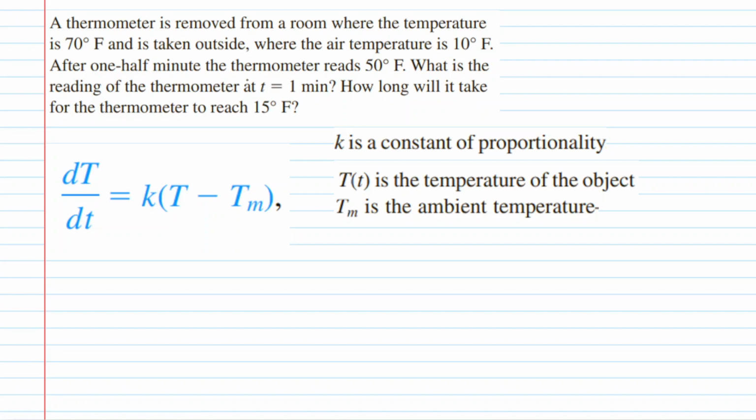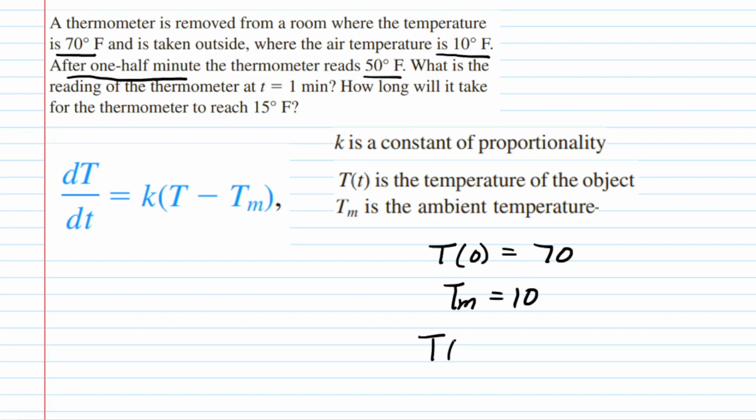Now, we have to take some of the data and write it down in sort of a mathematical form. So we know that the thermometer begins at a temperature of 70 degrees. So we can say that T of 0 is equal to 70. And it's moved into the outside where the ambient temperature is 10 degrees. So T sub m will equal 10. And then after 1/2 of a minute, the thermometer's temperature is 50 degrees. So we could say that T of 1/2 is equal to 50. And then our objective in this question, or the first objective, is to figure out what the thermometer's temperature is after 1 minute. So we need T of 1.